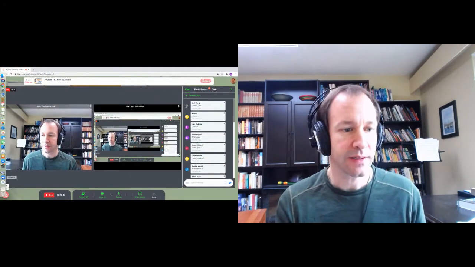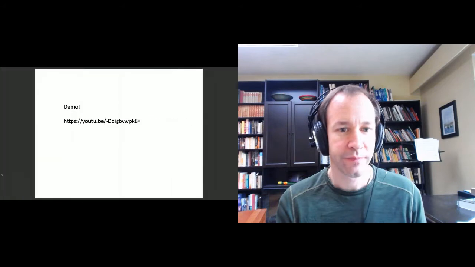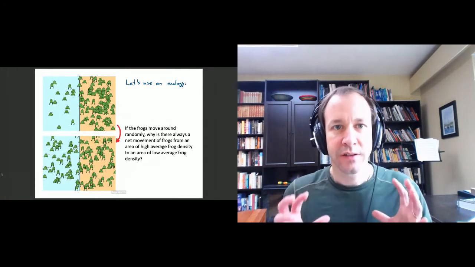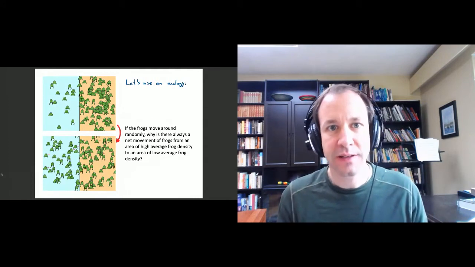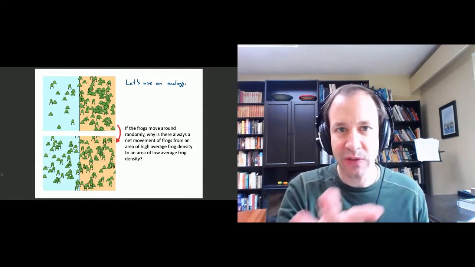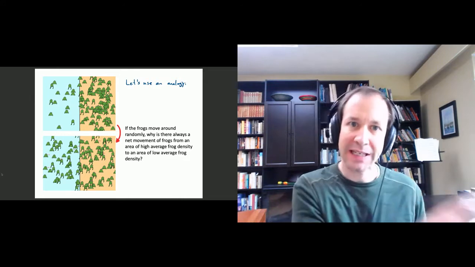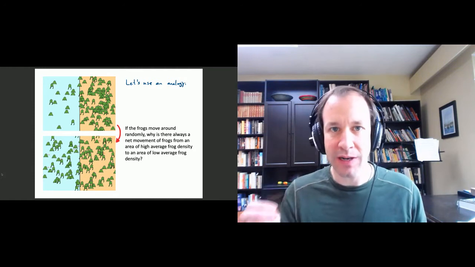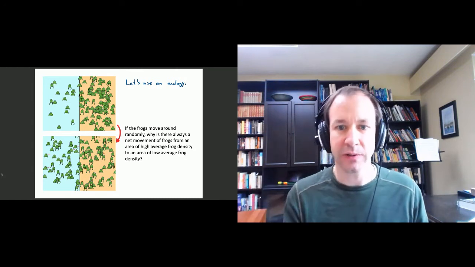Let's get back to our slides here. Now we're going to understand the question about frogs, and we'll understand the analogy between the frogs and our heat flow situation. And so eventually we'll understand exactly why the heat flows from the hot side to the cold side.